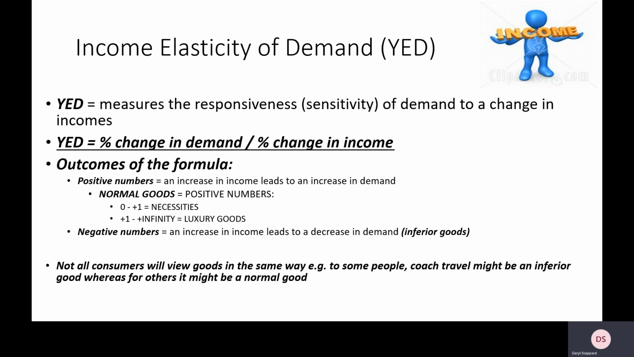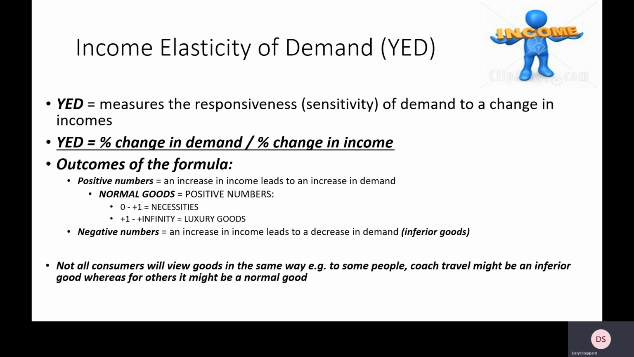Now, think first of all about normal goods, what we call positive numbers from the YED formula. If we get a score of 0 to +1, this would show us necessities. A score greater than 1 would show us what we call luxury products. Now, the difference is for a necessity, if income was to increase, demand will grow, but it won't be a responsive change to that change in income. So, for example, income might grow by 10%, demand for necessities might grow by 2 or maybe 3%. So the change in income would be more significant than the change in demand.